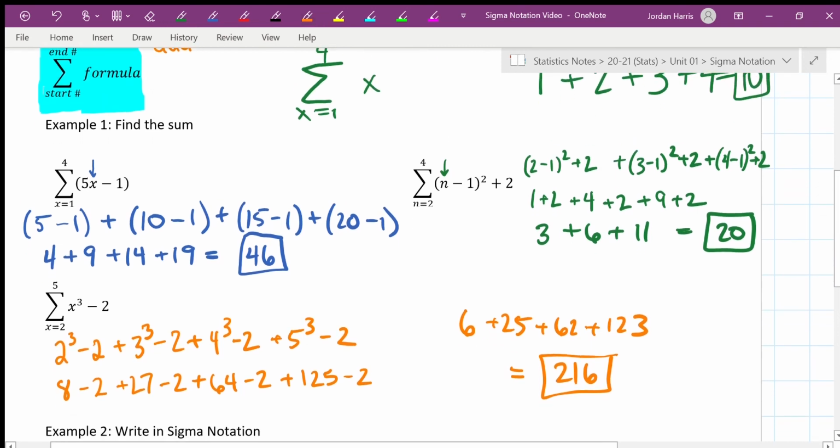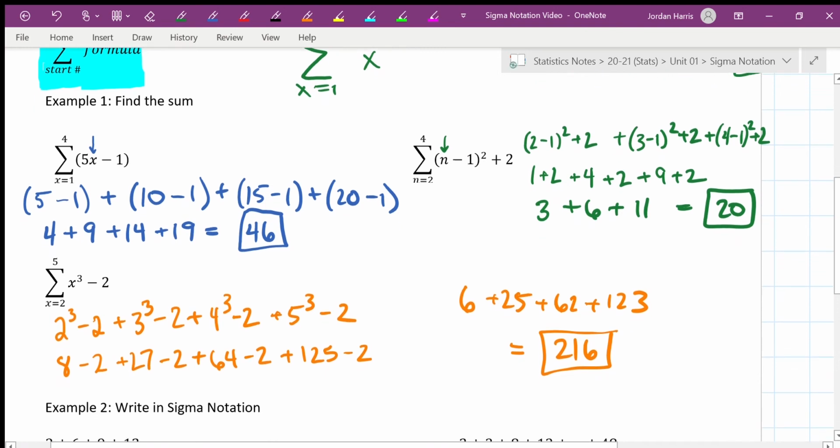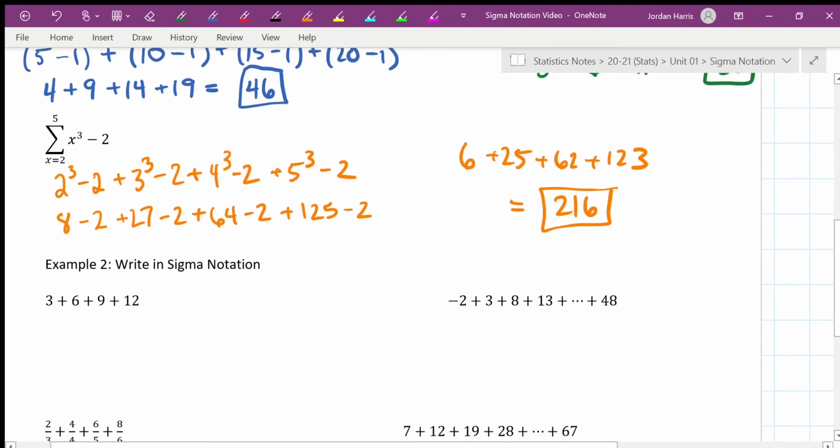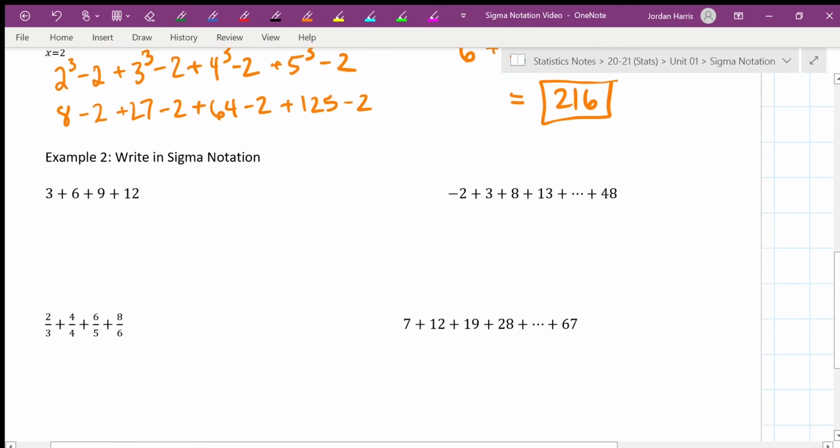And so that's finding the sum using capital sigma. Okay, so we also want to make sure you understand things. What if we did it the opposite way?